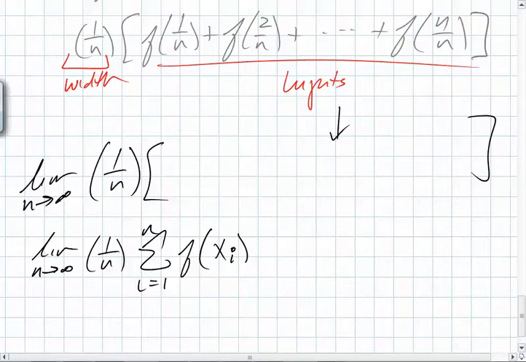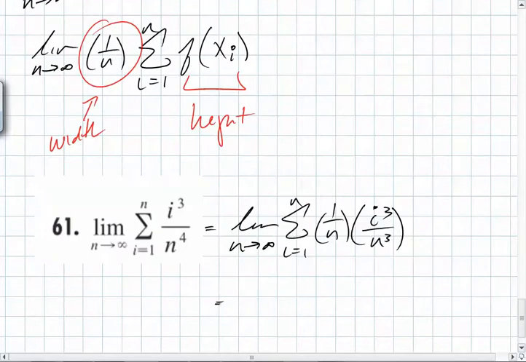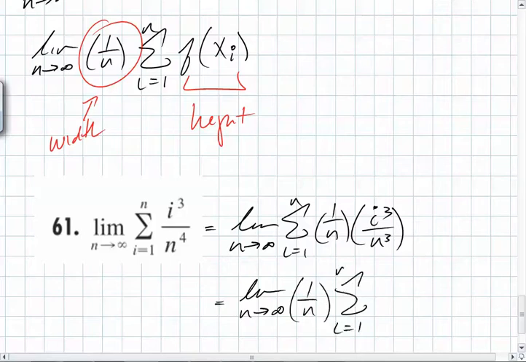Again, what does this represent? What does this part represent? What is that? That's the width. And what's this? So let's pull it out. The limit as n goes to infinity of 1 over n times what? The summation of i equals 1 to n of what?